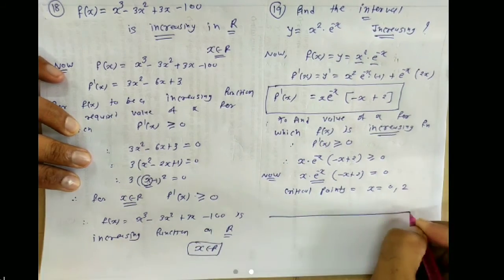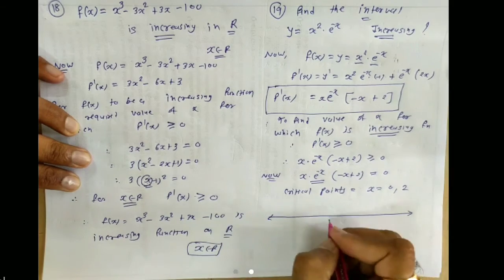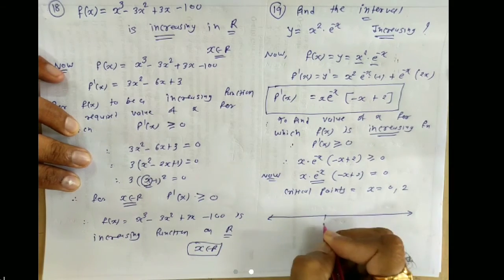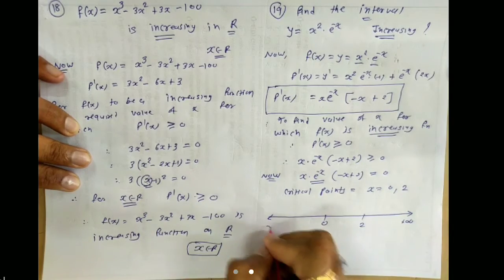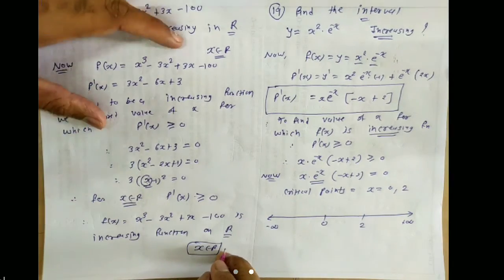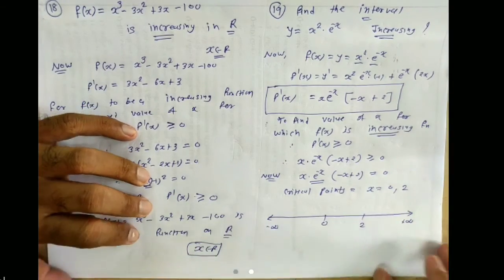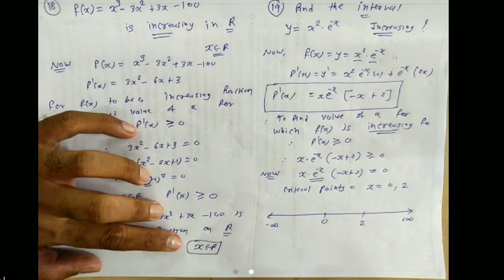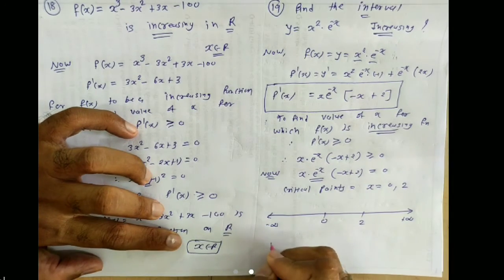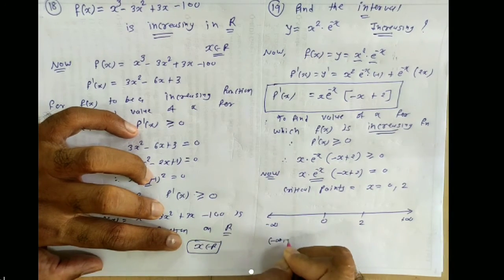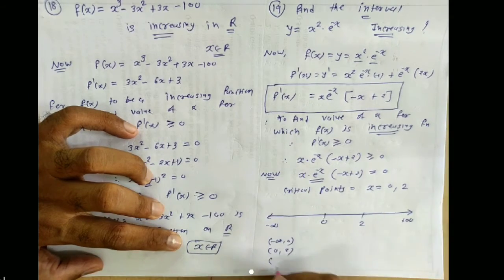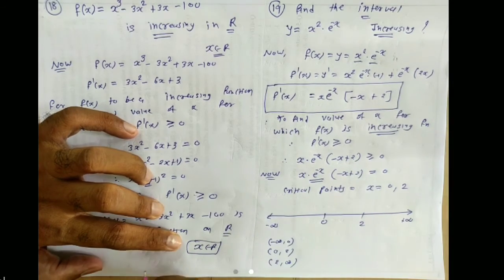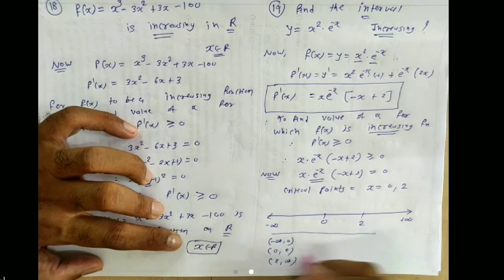Done. After that, what are we doing? We are drawing one number line. Represent these critical points on the number line, 0 and 2. This is plus infinity and this is minus infinity. So the critical points divide our number line into three disjoint intervals. Those intervals are minus infinity to 0, second one is 0 to 2, and third one is 2 to infinity. Done. Let's draw a table like this.